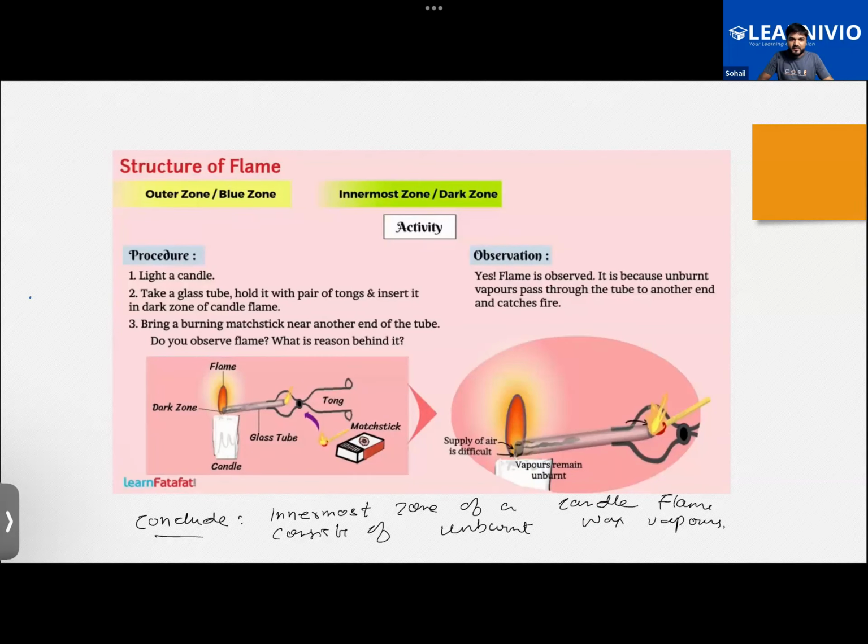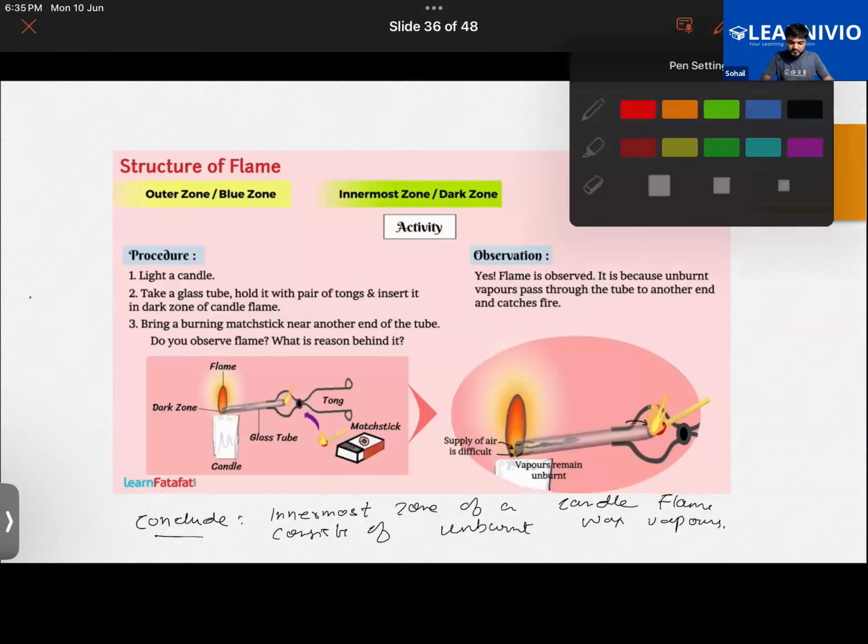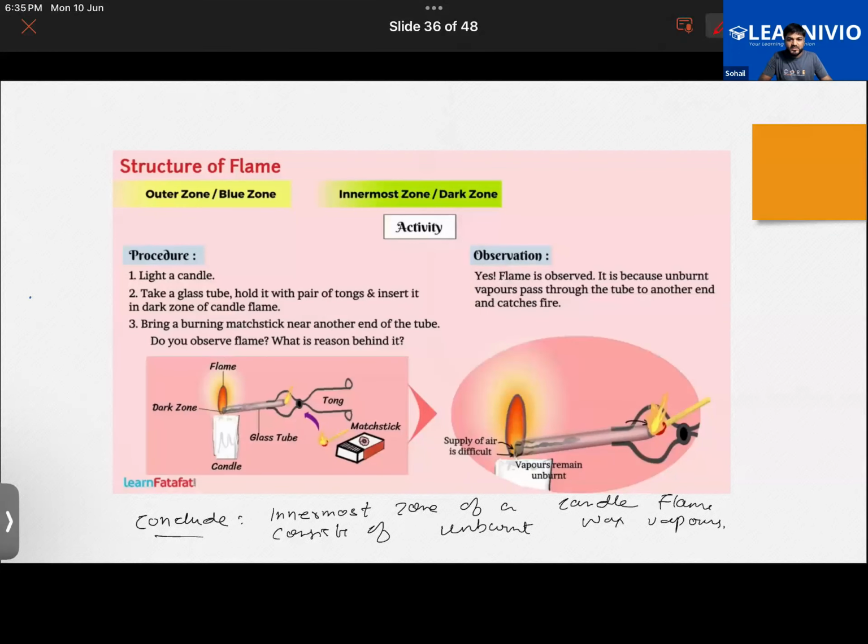Okay, no doubts in that. Before we move further, there are a few questions I would like to ask you. Which zone of the candle is called the luminous zone? Sir, the middle one. Middle zone, good. In which zone of the candle does partial combustion take place? The outermost? Partial combustion.